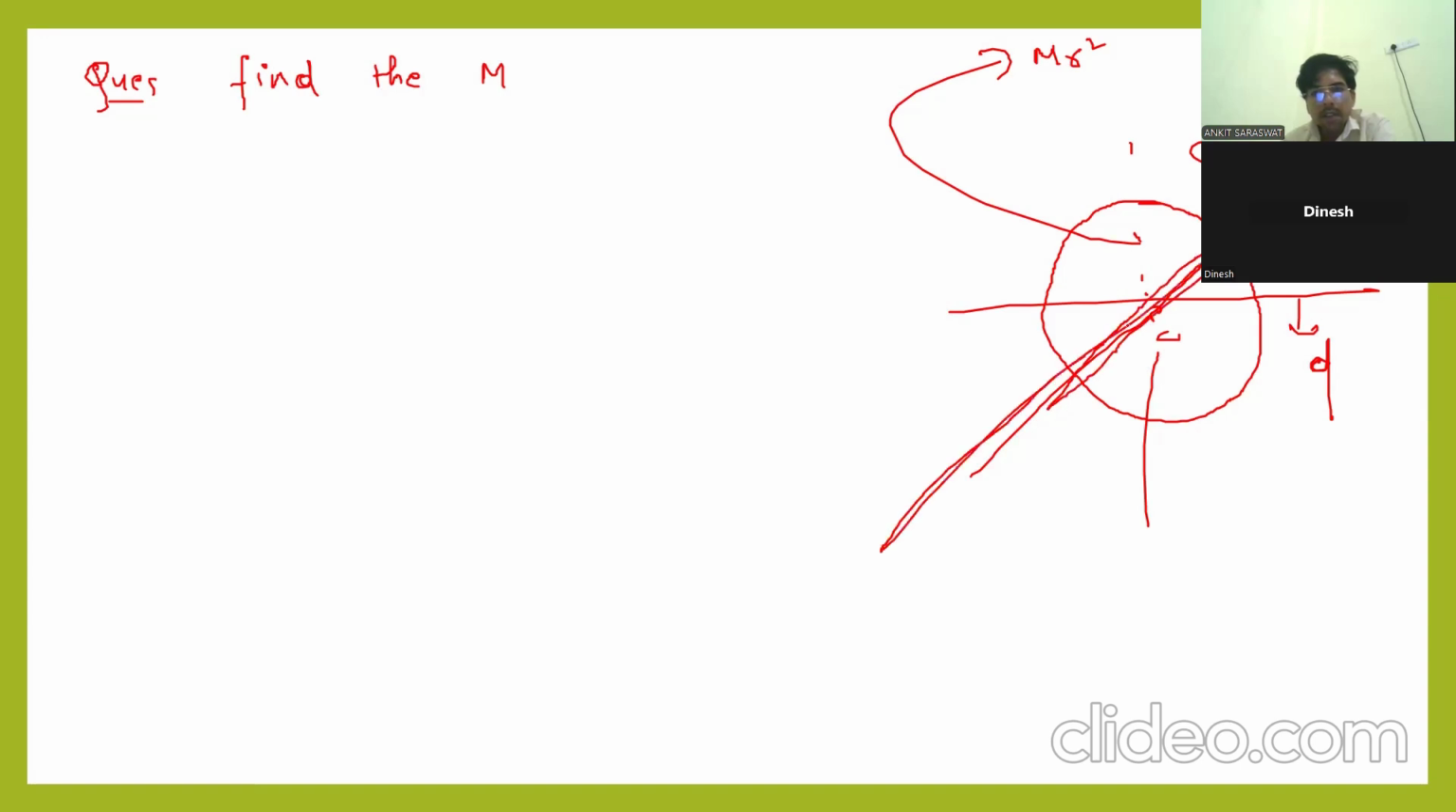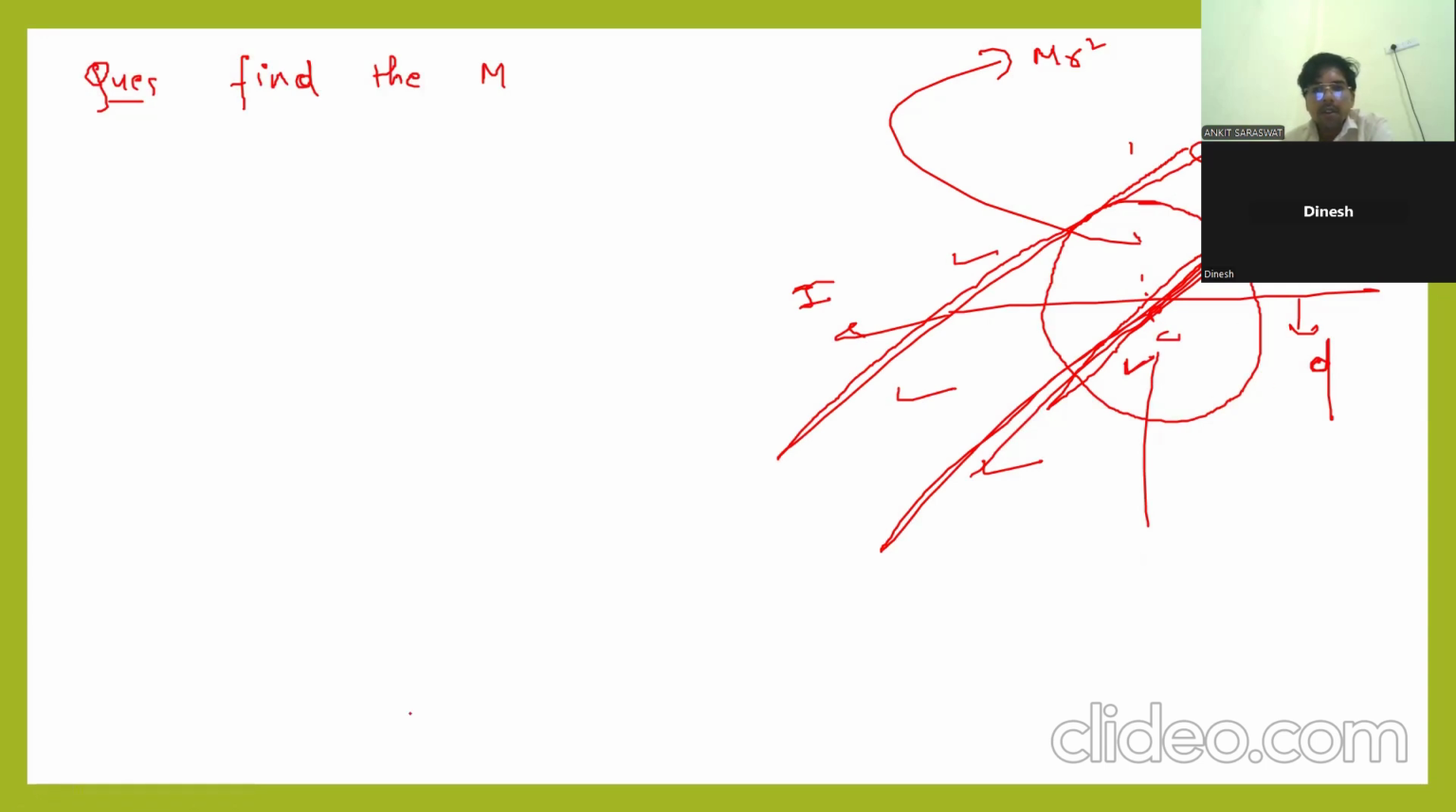This is the axis, and I'm asking what is the moment of inertia about this axis which is tangent to the ring and parallel to the diameter. I want to know this. The two axes are parallel, no? Yes, sir, that's why I directly applied it. But this MR square is not parallel, no?